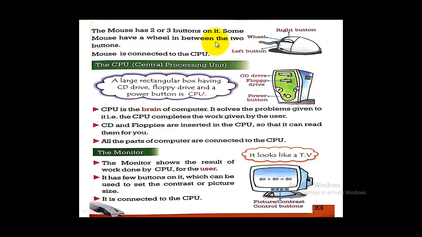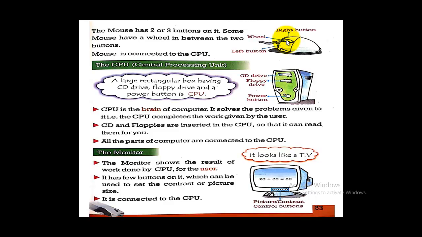Some mouse have a wheel in between the 2 buttons, between the right button and the left button. Some mouse have 2 buttons, like is shown in the picture here on the right side. You can refer here. Now mouse is connected to the CPU. Now this part of the computer, that is the mouse, is also connected to the CPU like keyboard.